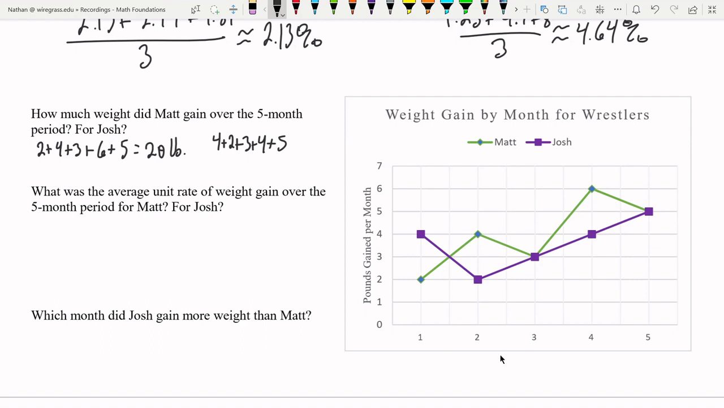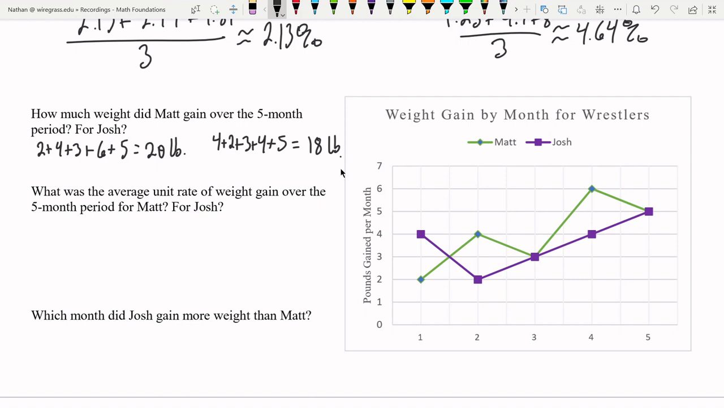It's important not to confuse these 2 labels, right? This is the pounds gained. So the height of the data points tell us the pounds gained, and this is the month shown. I'm getting 18 pounds for Josh. Okay, what was the average unit rate of weight gained over the 5-month period?